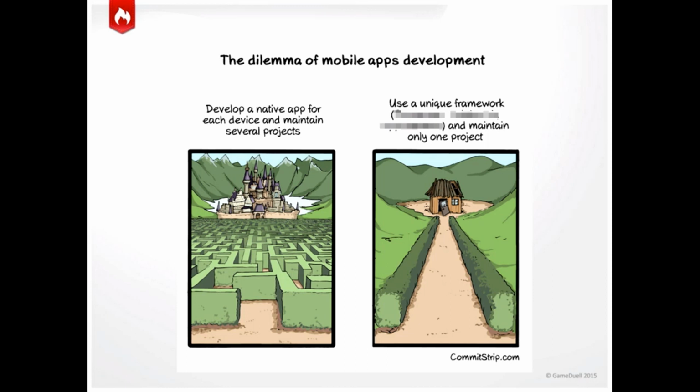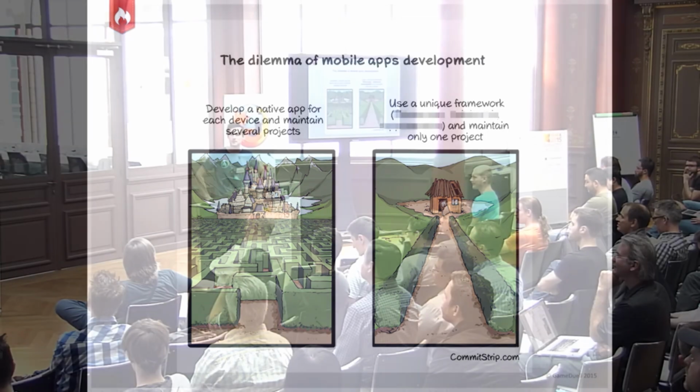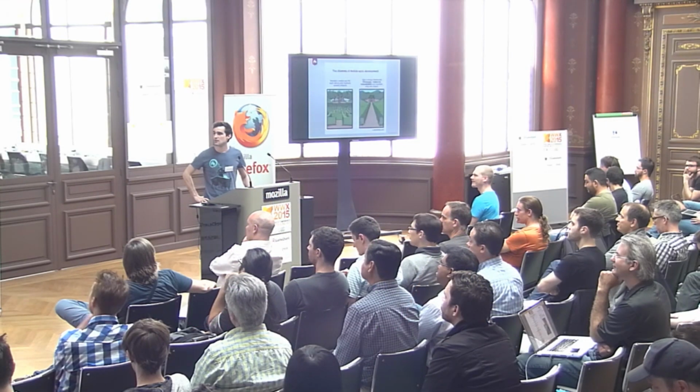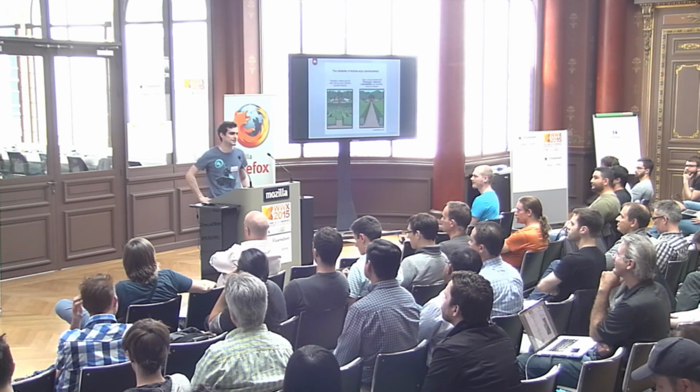And then what happens a lot is that if you try to use a unique framework, I blurred out some of them to not hurt any feelings, the results are not always as good as people expect. So why does this happen, basically?